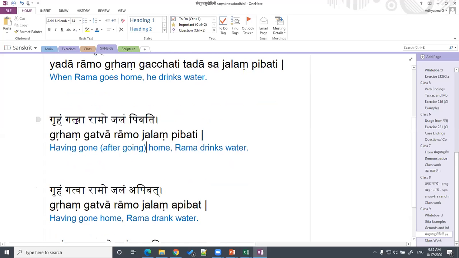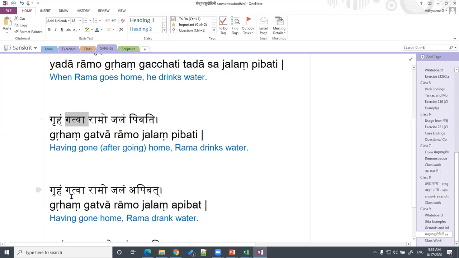Because it's an indeclinable form, it does not depend on whether the subject is plural or singular, or first person, second person, or third person. It does not depend upon that. The form remains the same. Similarly, whether it is singular form, dual form, plural form, it doesn't matter. This form remains the same. So past tense, present tense, it doesn't matter.